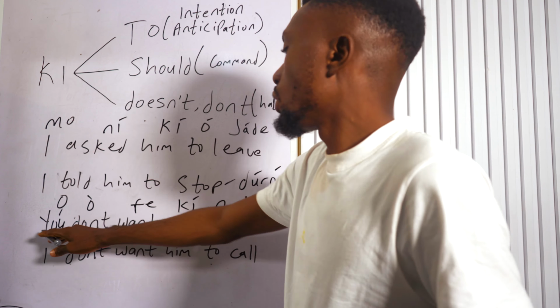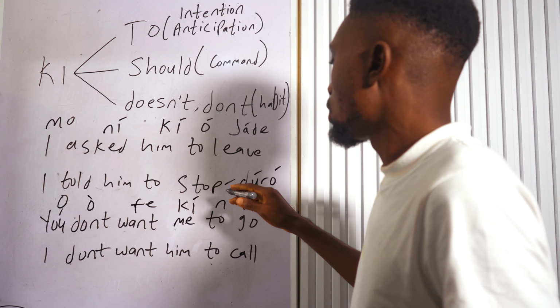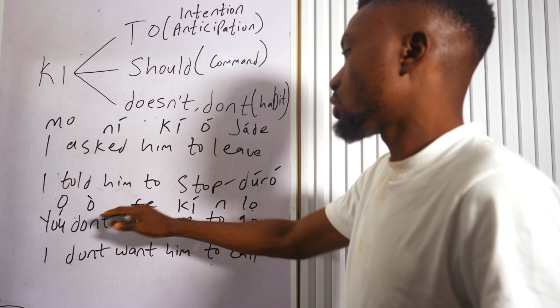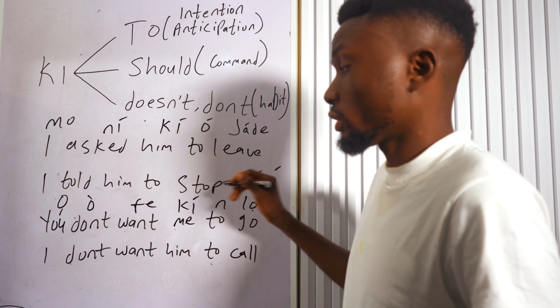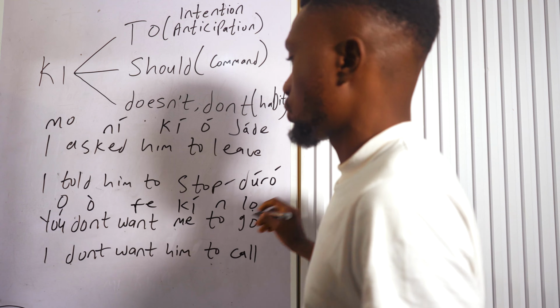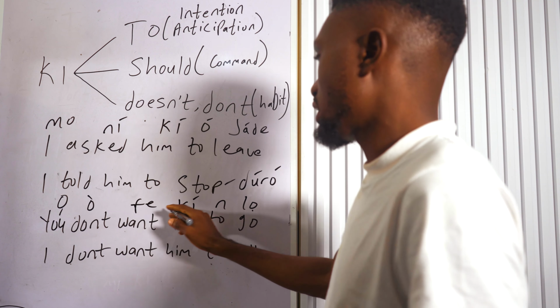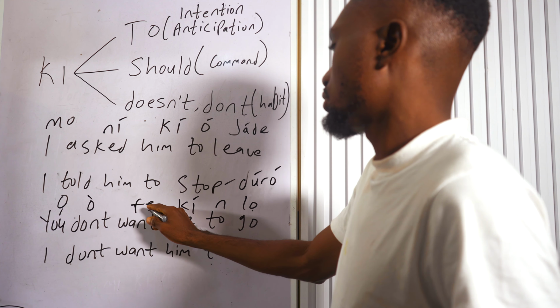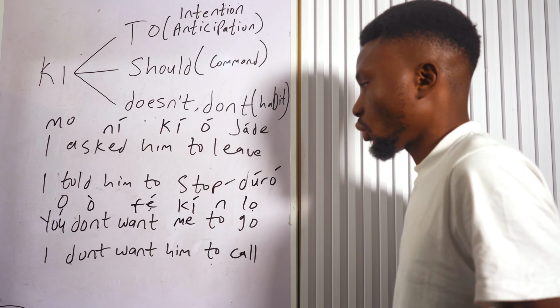If it is we don't want you to go, a ò fẹ́ kí o lọ. We don't want you to go. So that is that. But you don't want me to go is o fẹ́ kí n lọ.